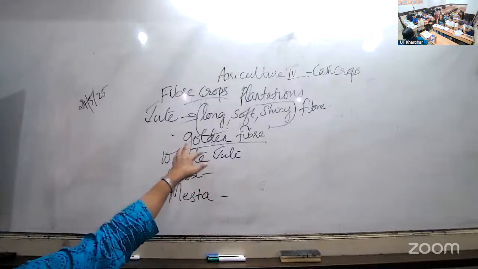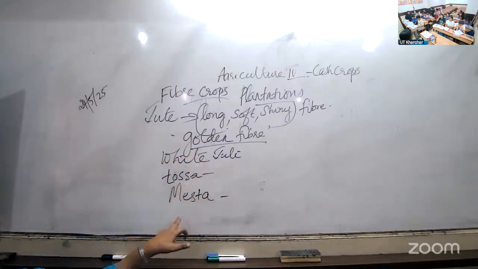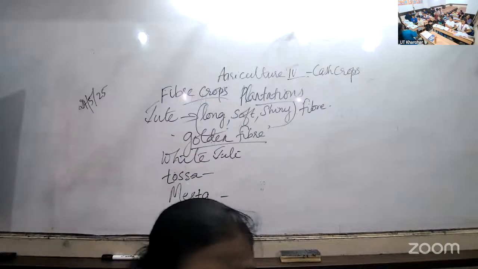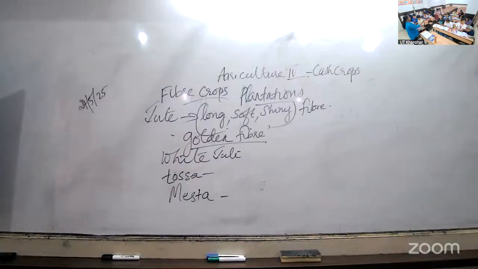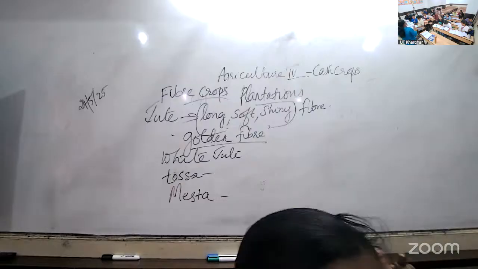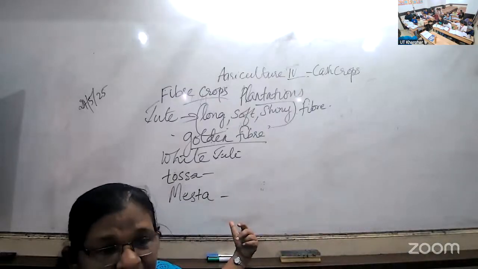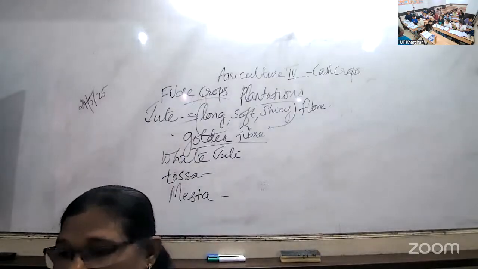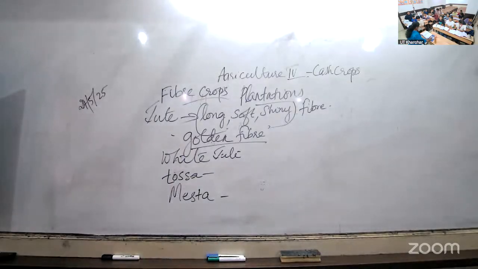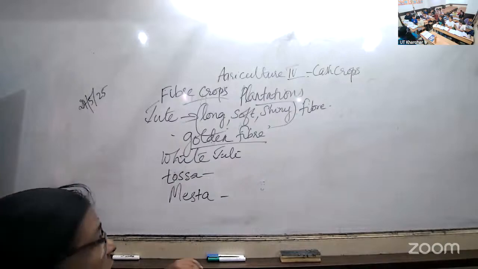So, which are the varieties? White jute, Tosa, and Mesta. Mesta is the variety introduced after partition, when East Bengal, which was the most important jute producing area, went to Bangladesh. So, in order to support the industries in India, a lower quality variety was introduced, that is called mesta. Clear?